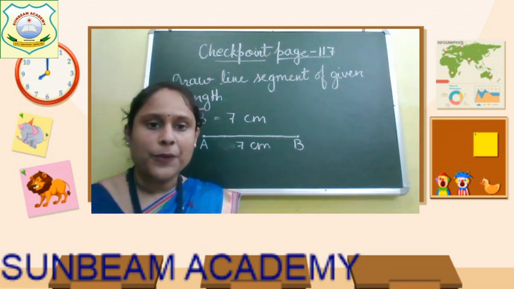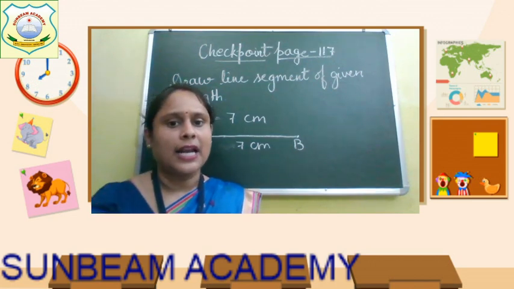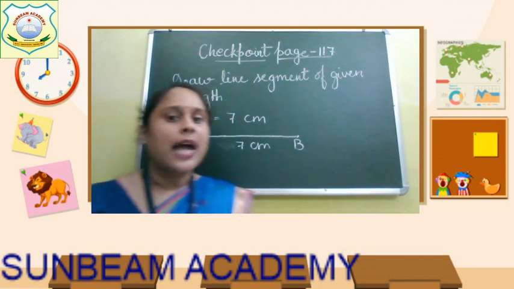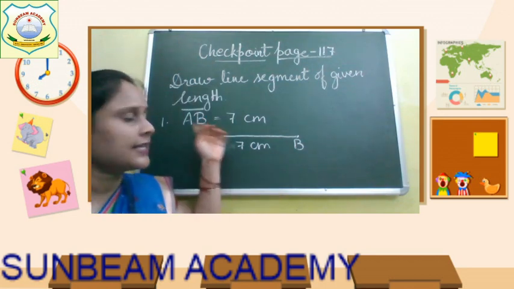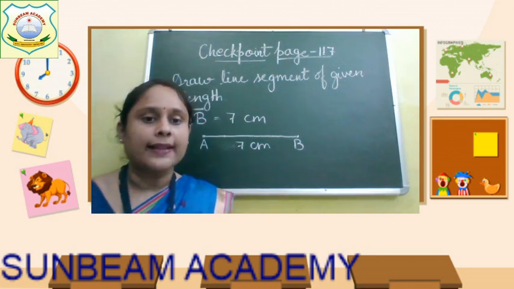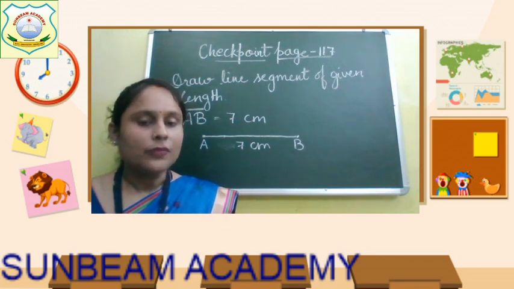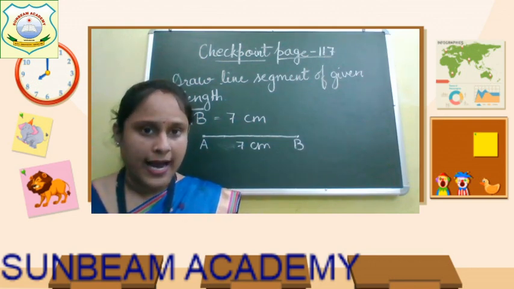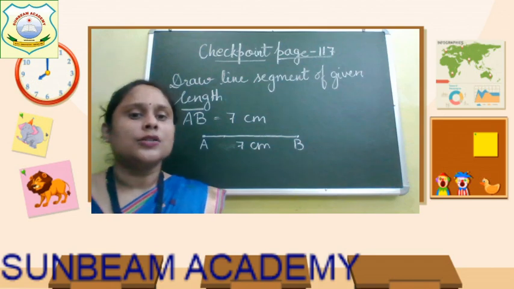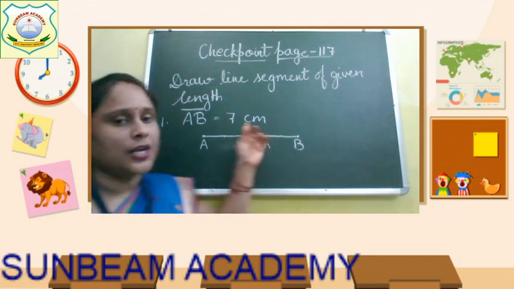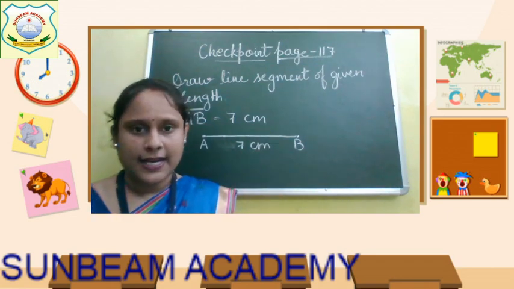So now I hope you all have drawn the 7 centimeter line segment. Yes, and where will you draw? This writing work you will do on the printed page of your two-line interleaf notebook. On the printed page, you will write the question AB is equal to 7 centimeter.